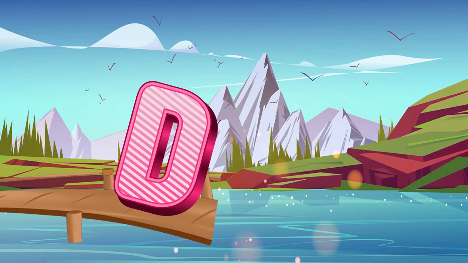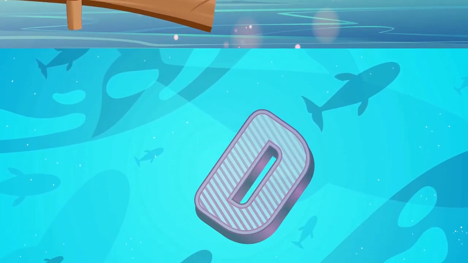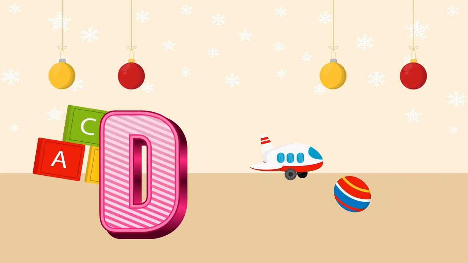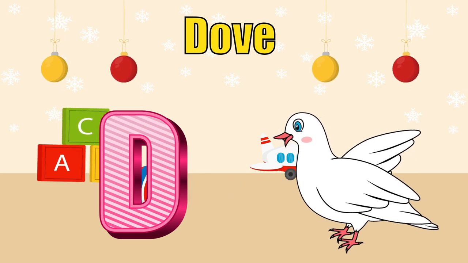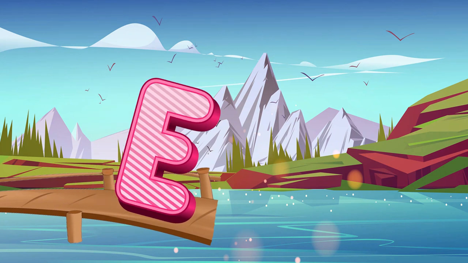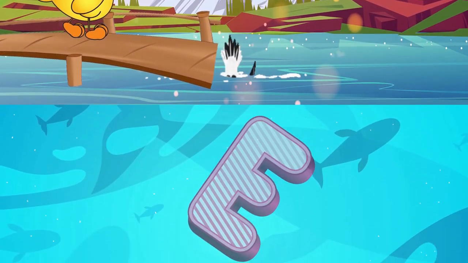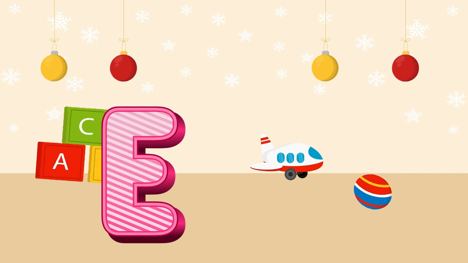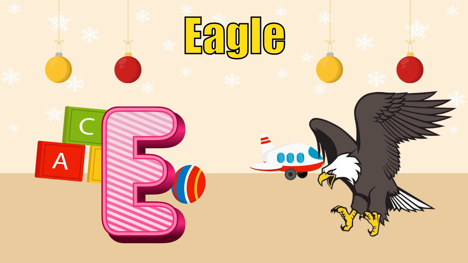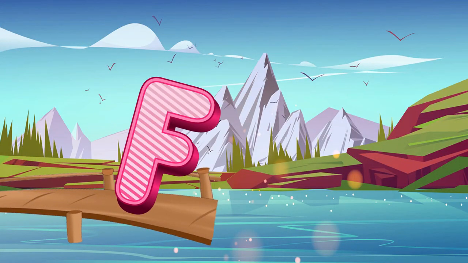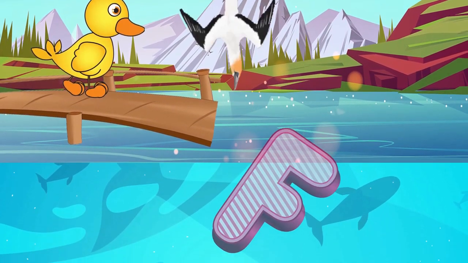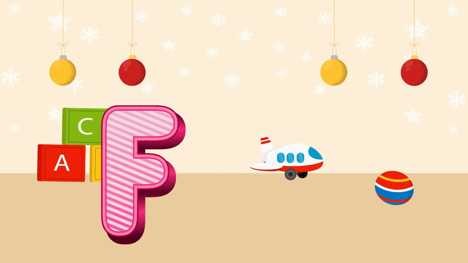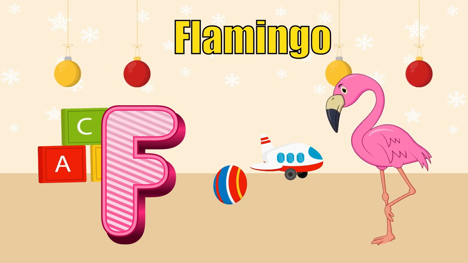G is for dove. E. E is for eagle. F is for flamingo.